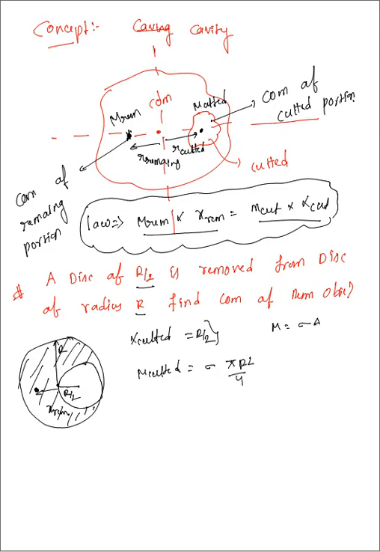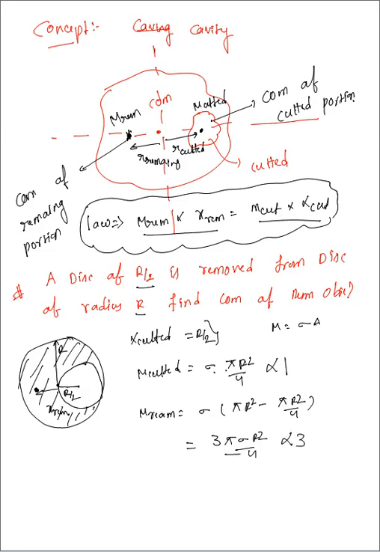Then I have to find the mass of the remaining part. The total mass is sigma into pi r square, and the removed mass is sigma into pi r square by 4. Taking sigma outside, the remaining mass is 3 pi sigma r square by 4. Considering pi sigma r square by 4 as 1, the remaining mass is 3 times that.